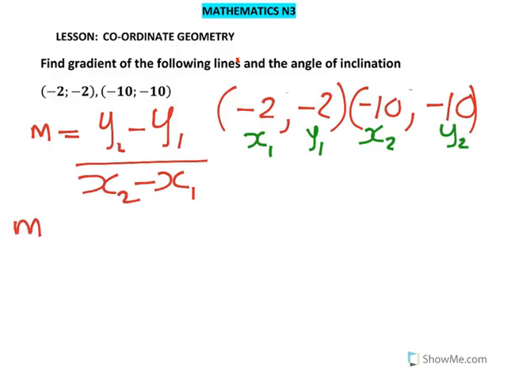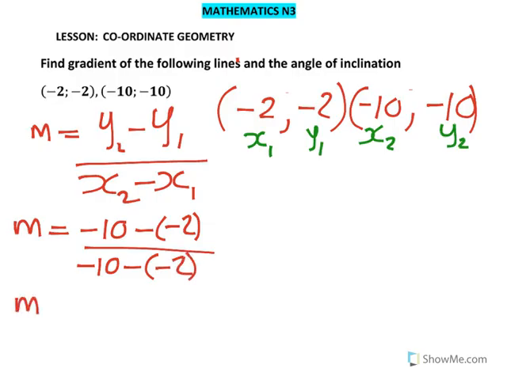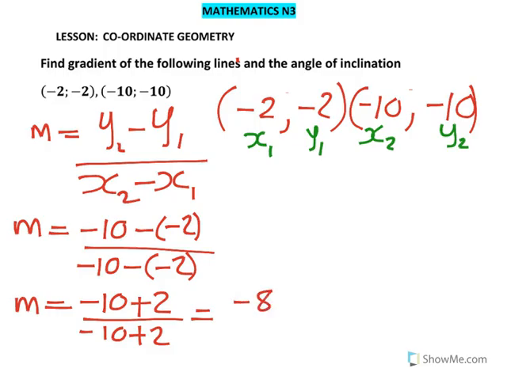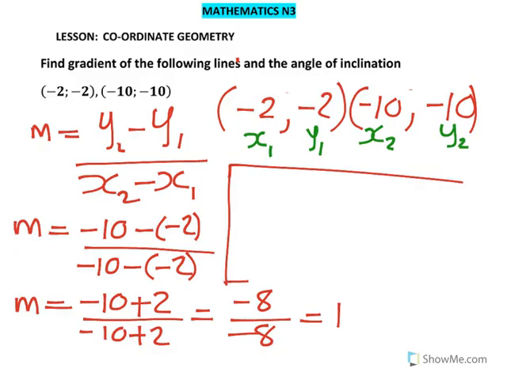Now when I substitute, I will have m is equal to minus 10, which is my y2, minus bracket minus 2. Be careful of that bracket because there are two negatives. And then my x2 is minus 10 minus again minus 2. If you simplify further, you'll have minus 10 plus 2 over minus 10 plus 2. Therefore, you are going to get minus 8 over minus 8, which is equal to 1. So our m in this case is equal to 1.